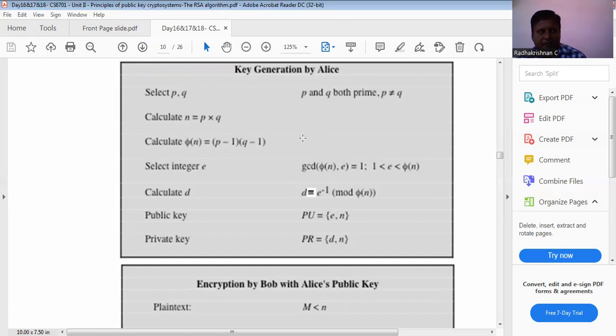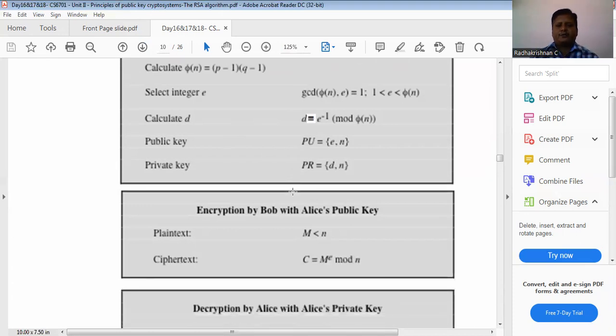From these e, d and n values, we form the keys. The public key PU is {e, n} and the private key PR is {d, n}. Encryption at Bob's side: encryption by Bob with Alice's public key. The plain text is M, and the ciphertext C is equal to M power e mod n. Here e is part of the public key of the receiver end.